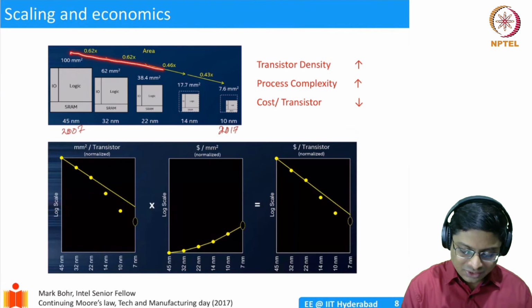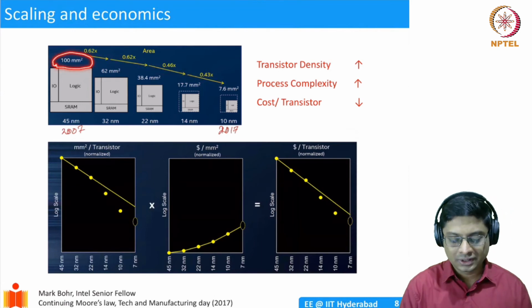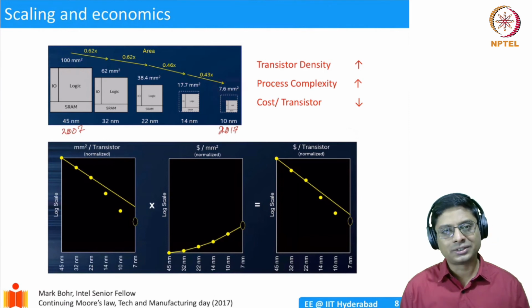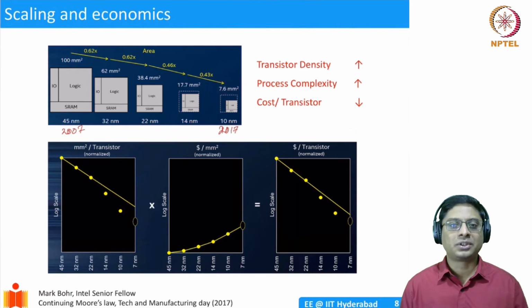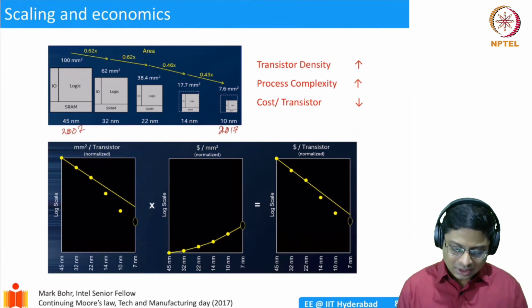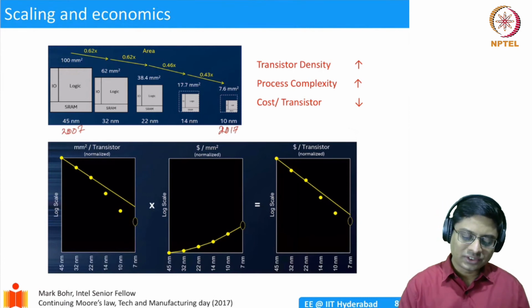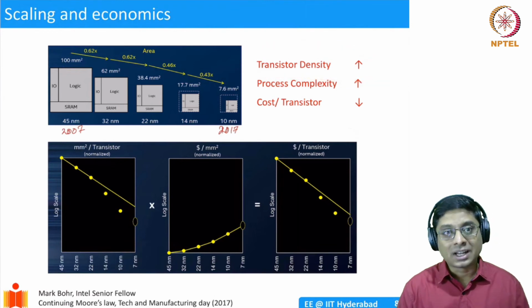Each time the area has shrunk like this. So initially what started out as a 100 square millimeter area of a processor is now about 7.6 square millimeters. So roughly, a little more than 10 times shrink in terms of the overall area. Okay. So the reason this has been possible is because of the scaling that we have described. We are able to increase the transistor density, but simultaneously it turns out that the process complexity has increased.